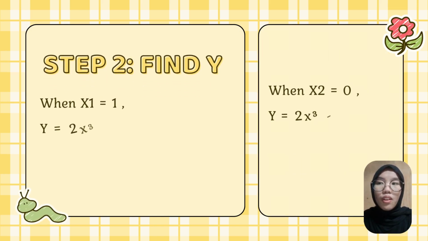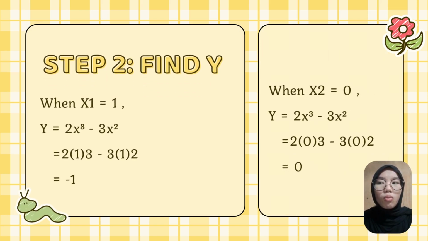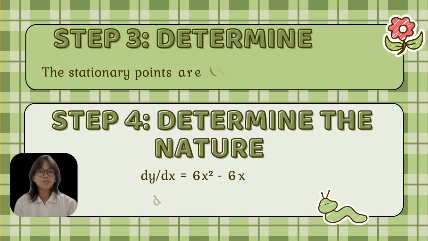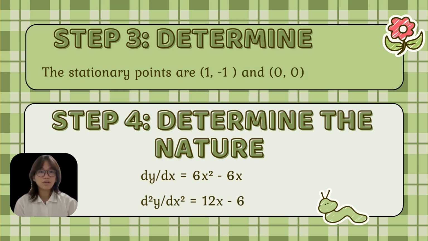Step 2 is you need to find the y. So when x1 equals 1, y equals x cubed minus 3x squared. You just change x to the x1 value, which is 1, so you will get minus 1. For x2, you just repeat the same step as you did for x1, so you will get 0. The third step is to determine the stationary points. So the first one is (1, -1) and the second one is (0, 0).